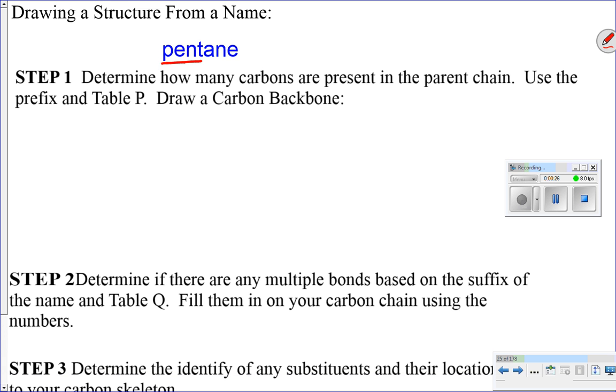So if we're looking at pentane, for example, pent is our prefix, which means we have 5 carbons. 1, 2, 3, 4, 5. I always start with just single bonds. If I need to add double or triple bonds, I can do that later.